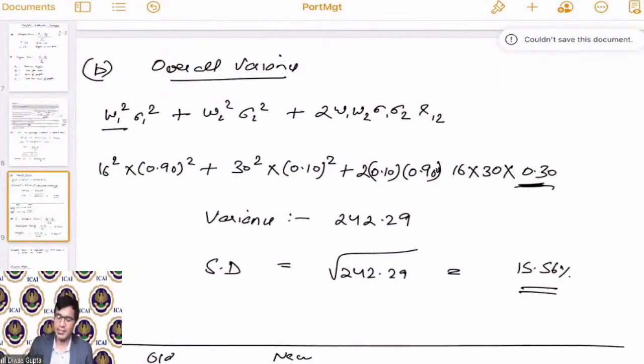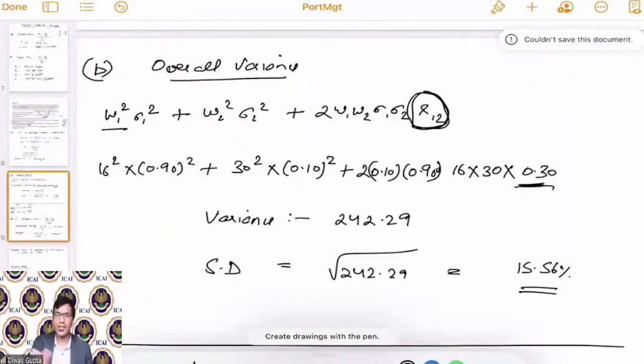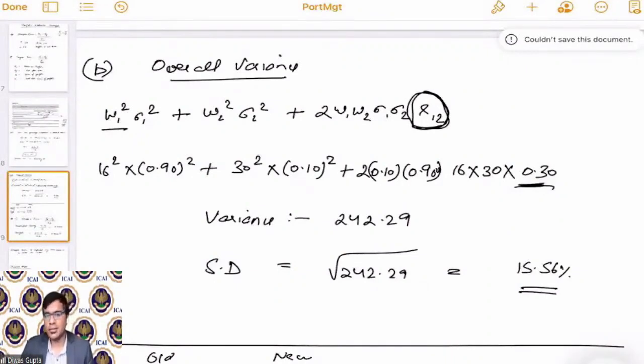We don't just take the weights and multiply the respective variances. We have to apply the formula which says weight 1 square, risk 1 square, and similarly, at the end, this is the factor due to which the risk actually varies. Because of this R12, the technical part of the equation, this is the correlation coefficient that we studied, because it measures the degree and extent to which, if this moves, how the second will move.